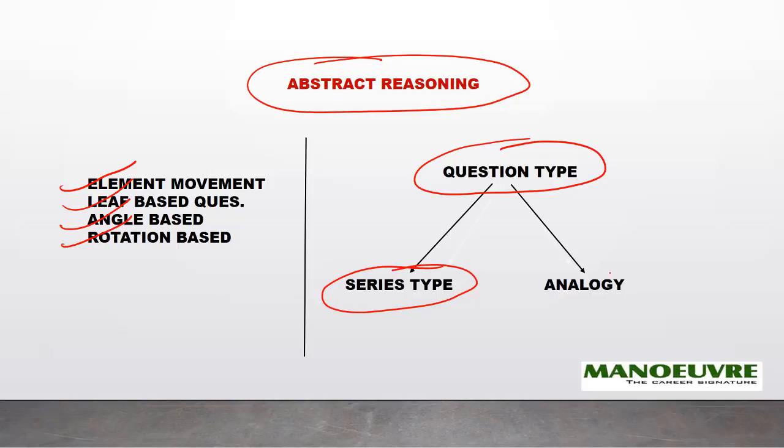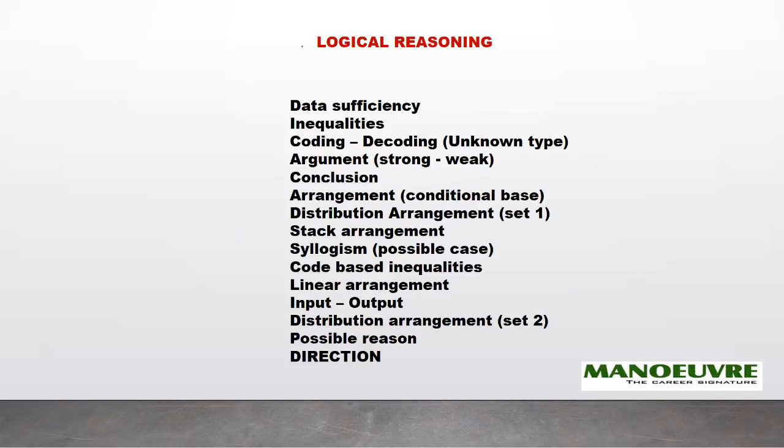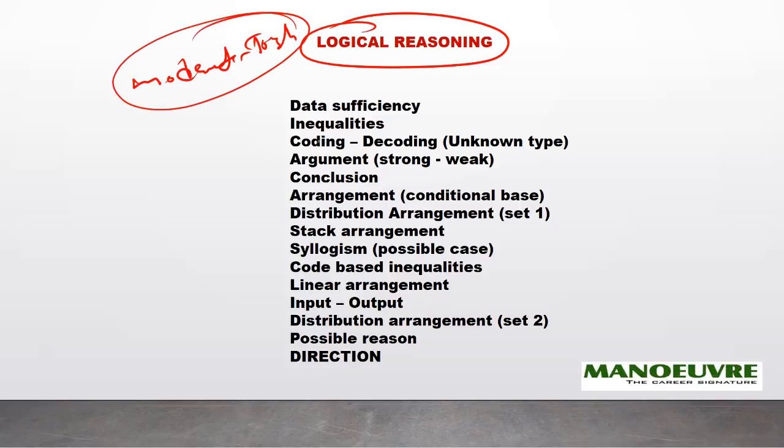One is a series based question and the analogy based questions. So out of 25 questions, if your attempt is around 18 to 20 genuine attempts, that is a good attempt. And the logical reasoning was moderate to tough. Again, it was a moderate to tough section.